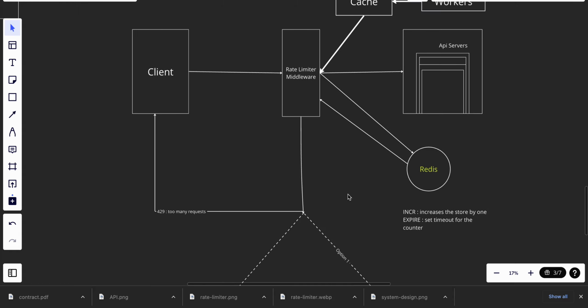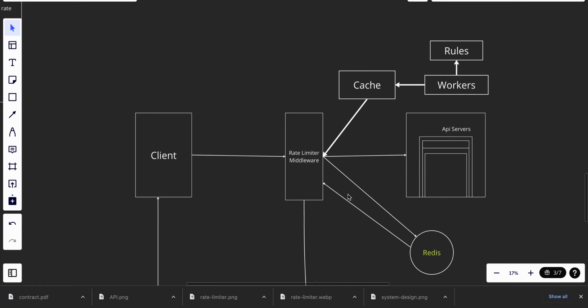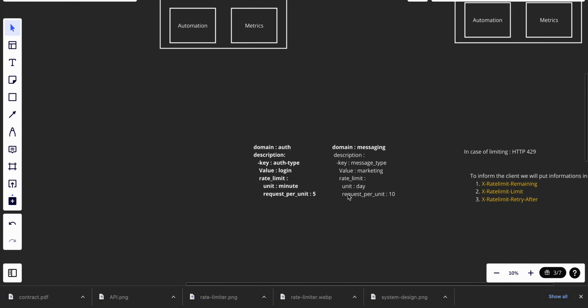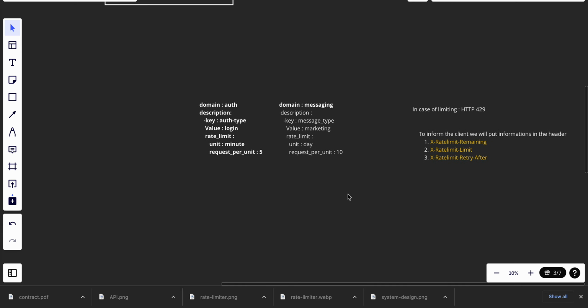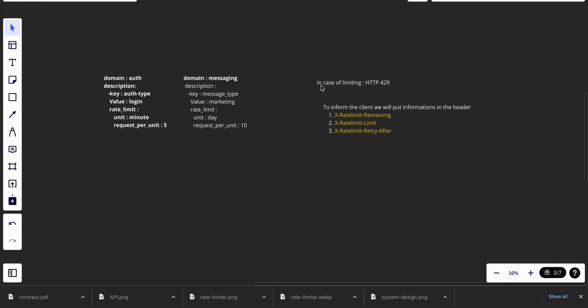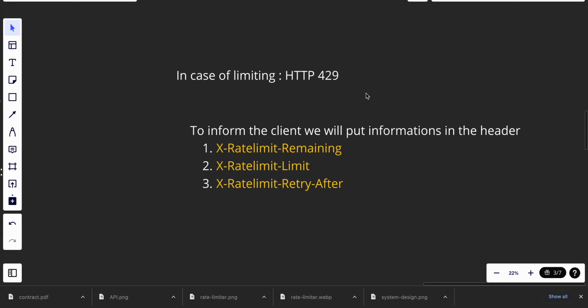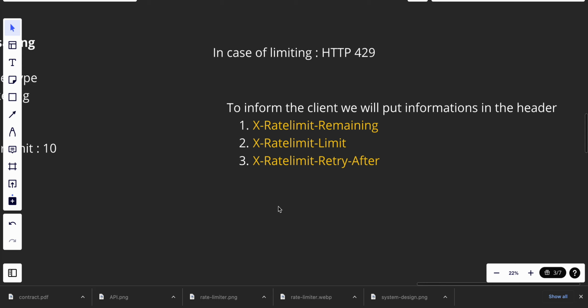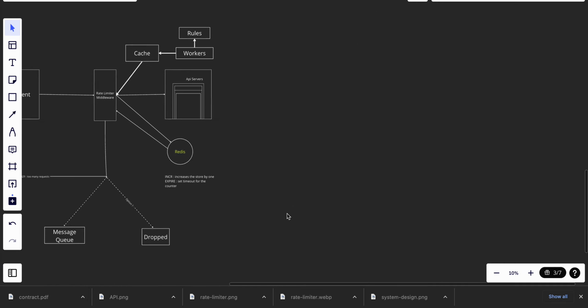After that, we talked about how we can communicate with the user. We talked about the rules and what they look like. When a user gets limited, we send a 429 response, and we put three variables in the header so the client will know it's rate limited. After a period of time, he or she could try again. They tell what the rate limit is, what is remaining, and things like that.